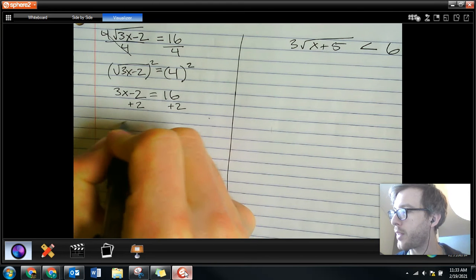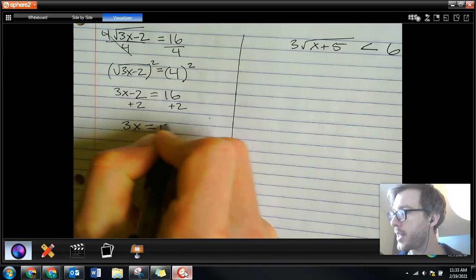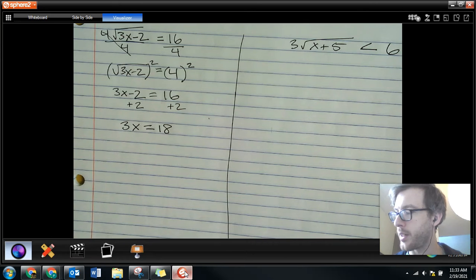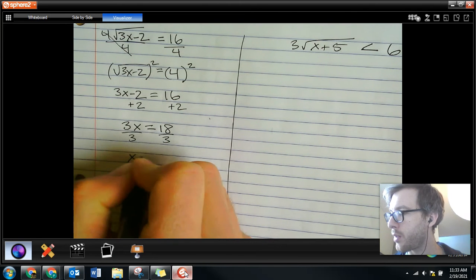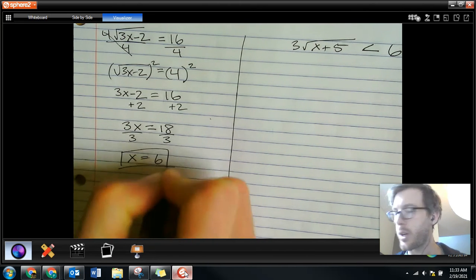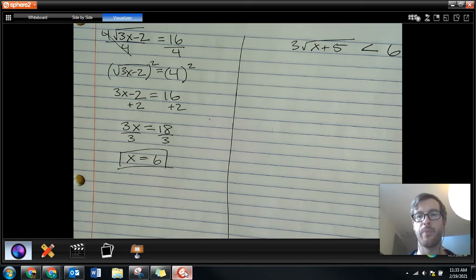Adding 2 to both sides gives me 3x equals 18. And our final step in isolating this unknown is to divide both sides by 3. Okay, and 18 divided by 3 is 6. So our answer is x equals 6.